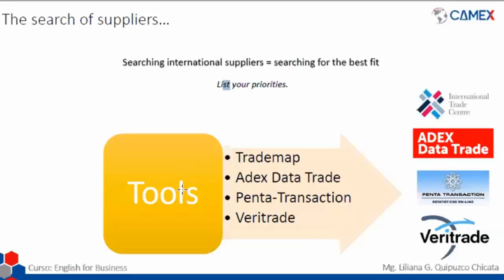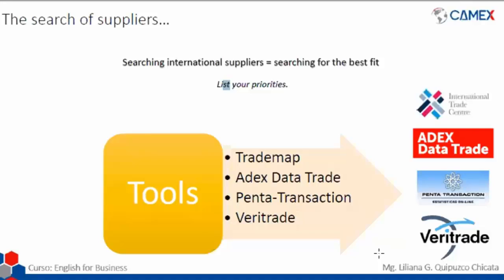Now, going back to today's session, we will have the tools. Remember that we have online tools. Some are free, some are not. But we have here, for example, TradeMap, which is from the International Trade Center. We have ADEX Data Trade that is from ADEX. We have Penta Transaction that is from a private company, and we have Veritrade that is also from a private company. So these are tools that are going to help you look at who is selling the products.